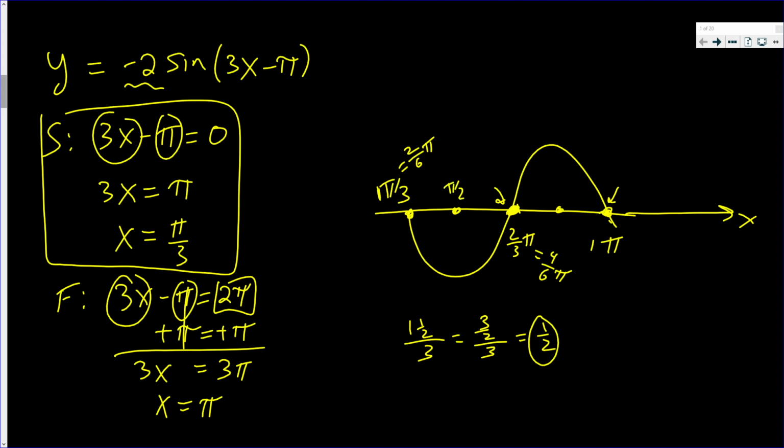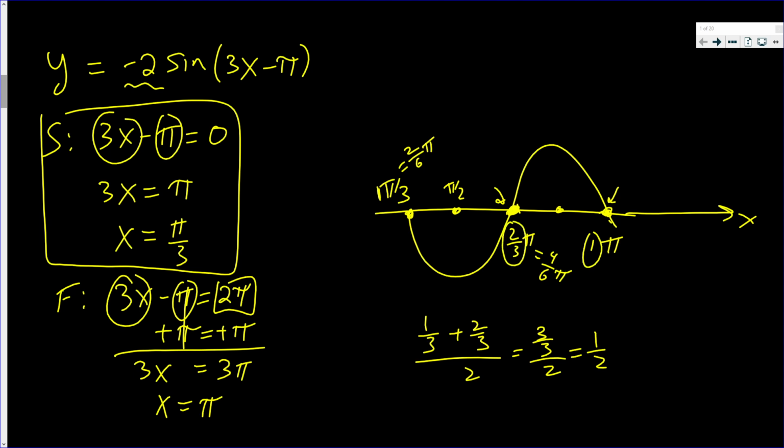Now, these steps have nothing to do with trigonometry. It's just taking the average of two numbers. What's in between 1/3 and 2/3? You add them up, you divide by 2. You get 3/3 over 2, which is a half. Half what? Half pi.